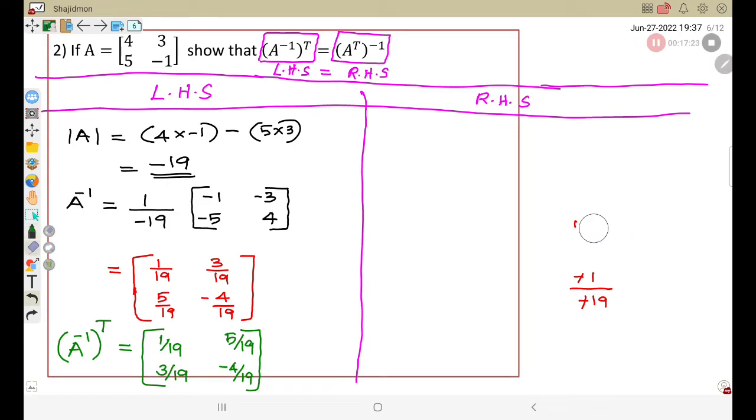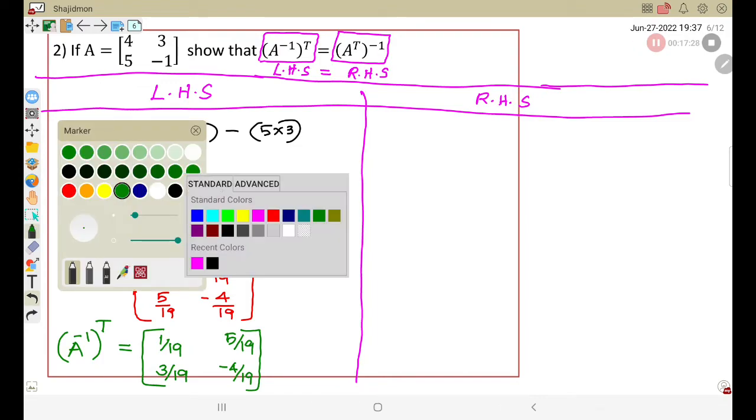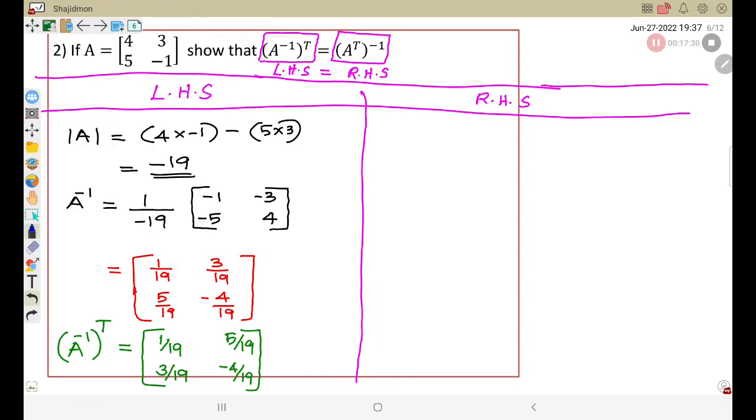Now we will go to the right hand side of the equation. After that we can verify whether it is the same or not. So first on the right hand side, what do we need to calculate first? A transpose, correct? The transpose of the original A matrix. What is the A matrix? 4, 3, 5, minus 1. That matrix transpose: first row 4, 3, write it as first column. Second row 5, minus 1, write it as second column, correct?